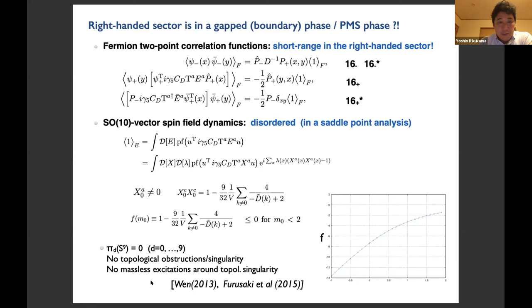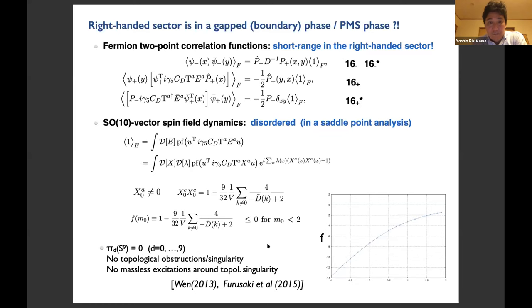Okay. So this result is consistent with the claim that if we impose that the spin field has finite norm on average, then the configuration space is S9, and all the homotopy groups vanish in four dimensions. So there is no topological obstruction or singularity, and no massless excitation around topological singularity. So we can restore the symmetry in the symmetric gapped phase.